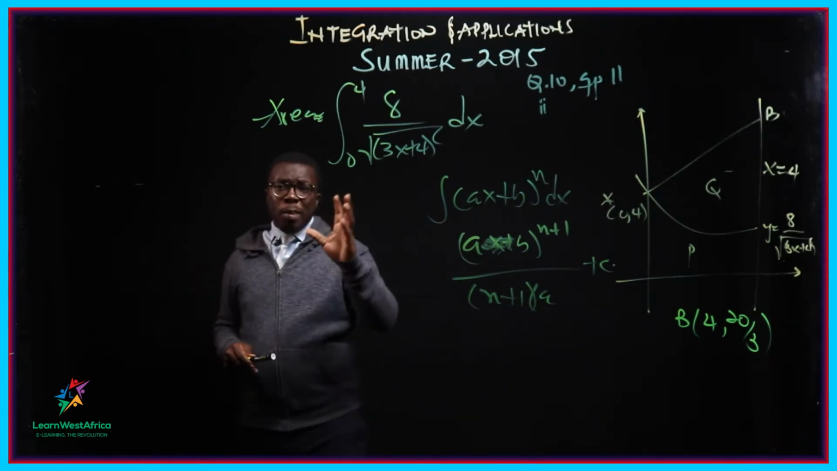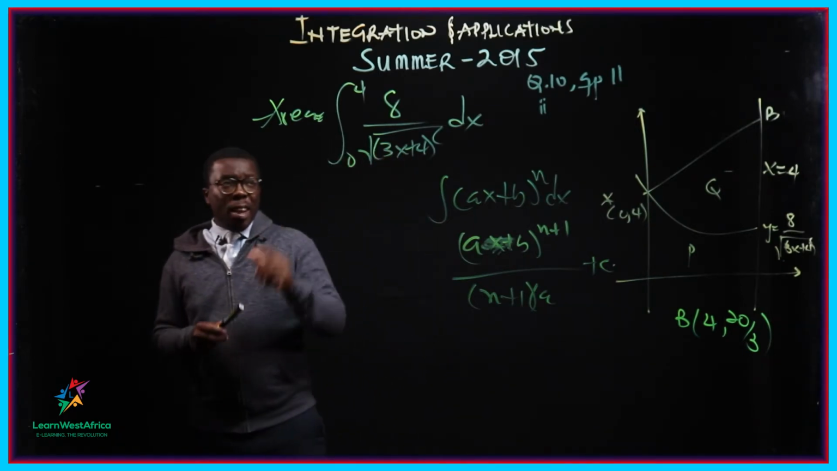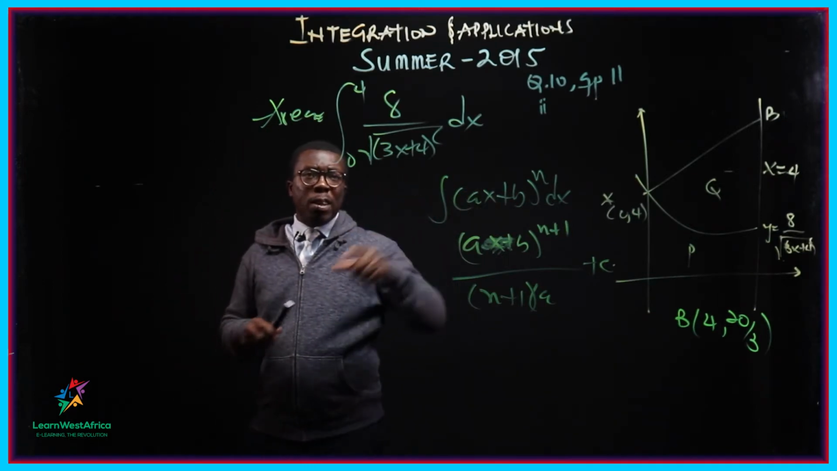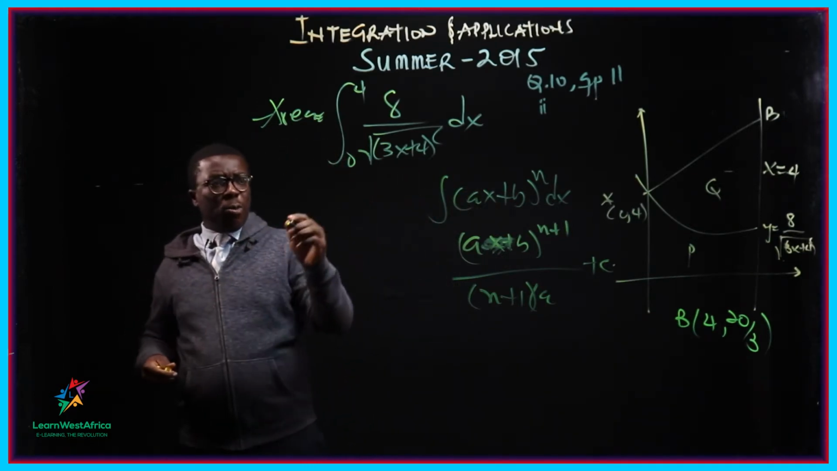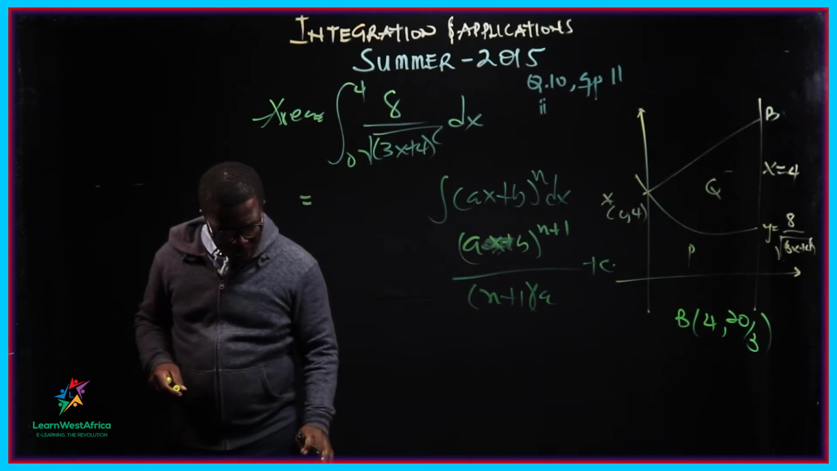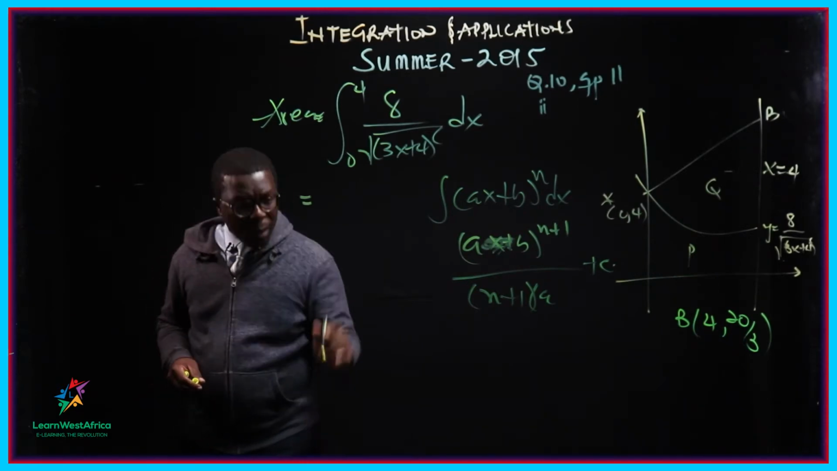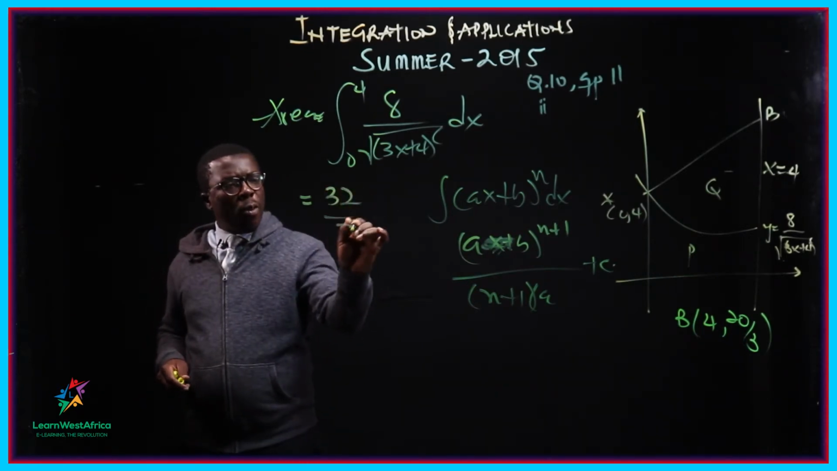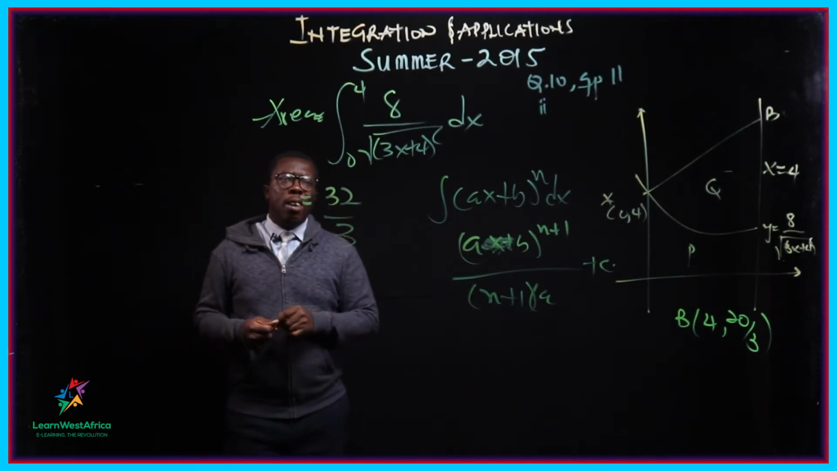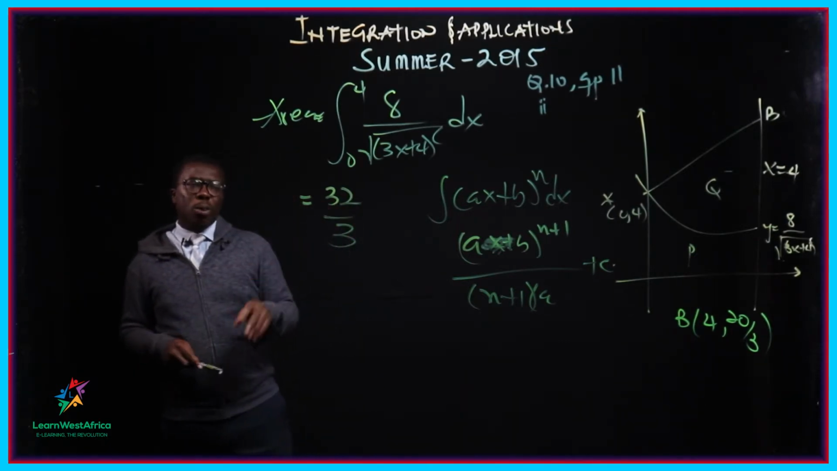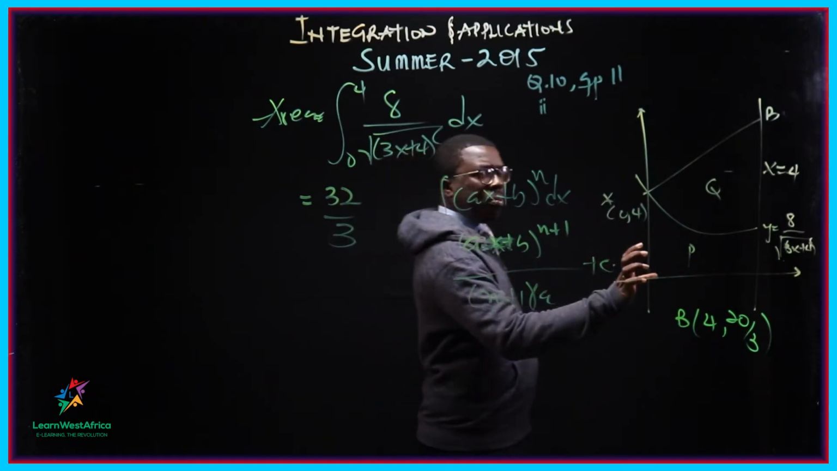So if you apply the same principle to this, the area under the curve that is bounded by the x-axis from 0 to 4, upon clear calculations and integration, you have to get 32 over 3. So that should be the integral of that, 32 over 3 square units. So this is the area of P.